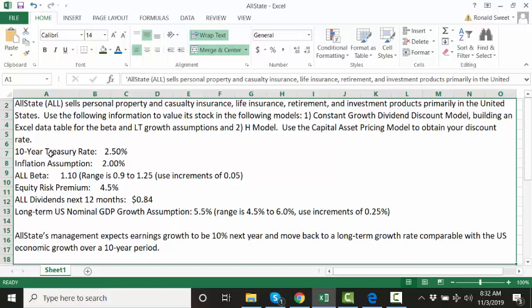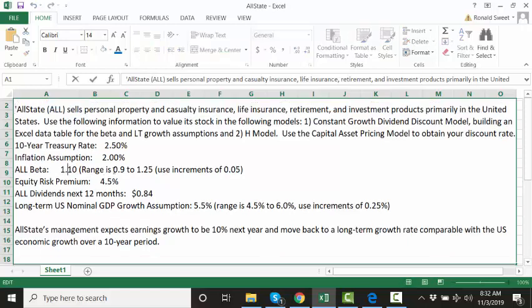Here are the assumptions: the 10-year treasury, inflation we don't need in this problem. The beta, we're going to start with 1.1, but we're going to do analysis of 0.9 to 1.25. The equity risk premium is given. The dividends for next year, that's important, not last year, but next year, is 84 cents. And the long-term growth rate is 5.5%. We're going to look at a range of 4.5% to 6%.